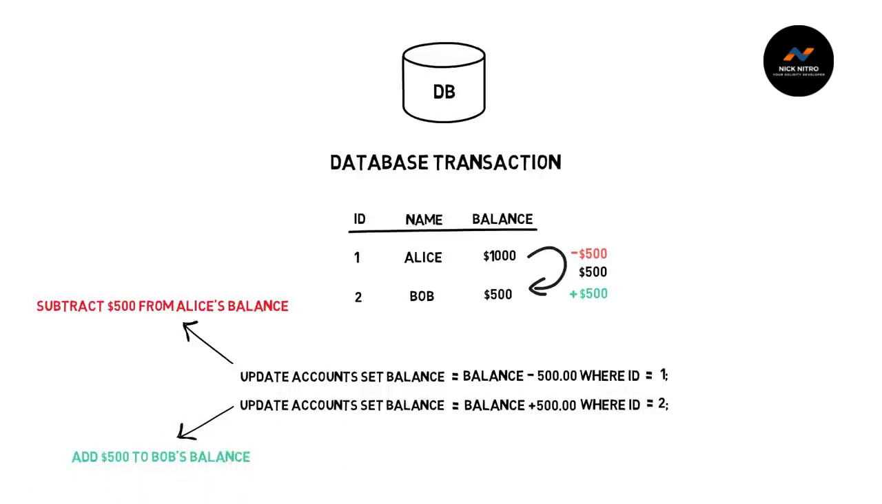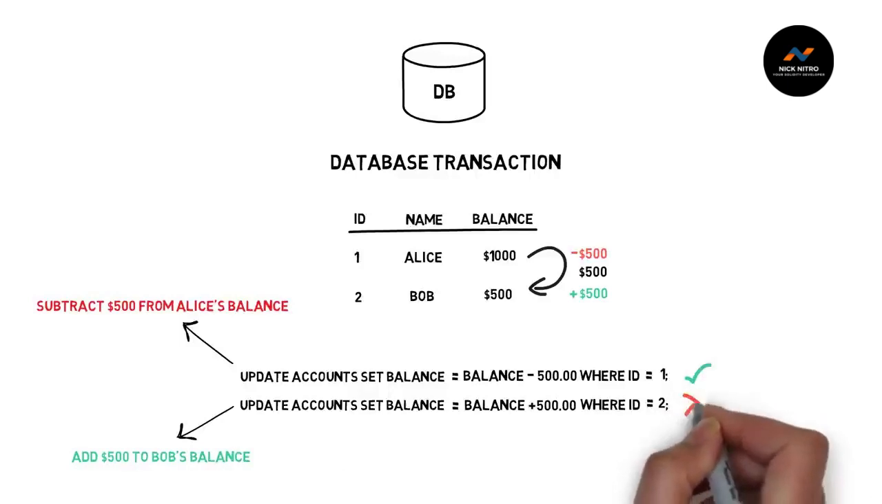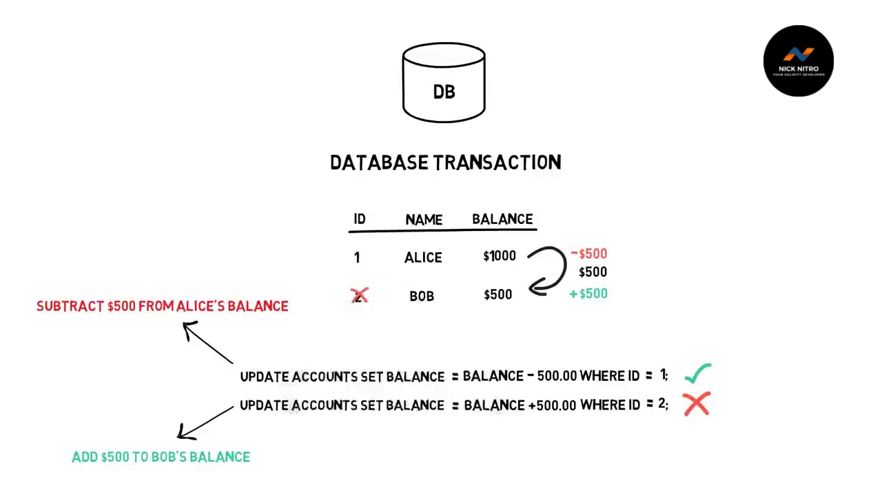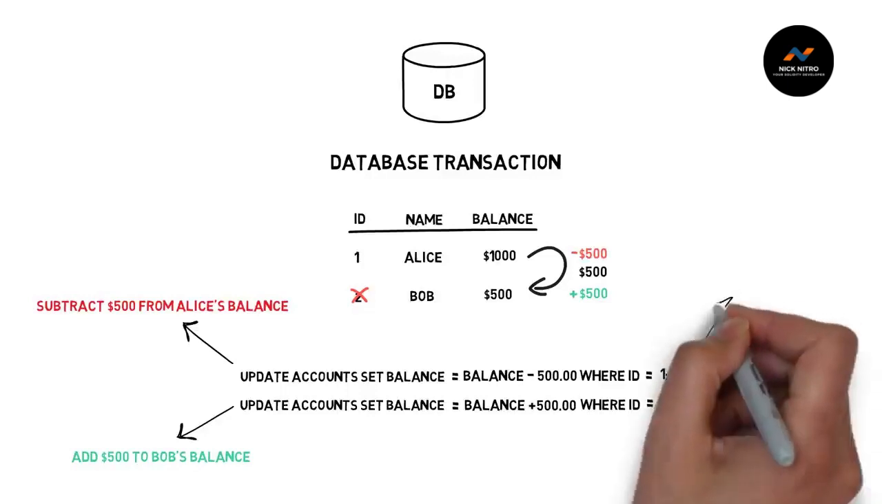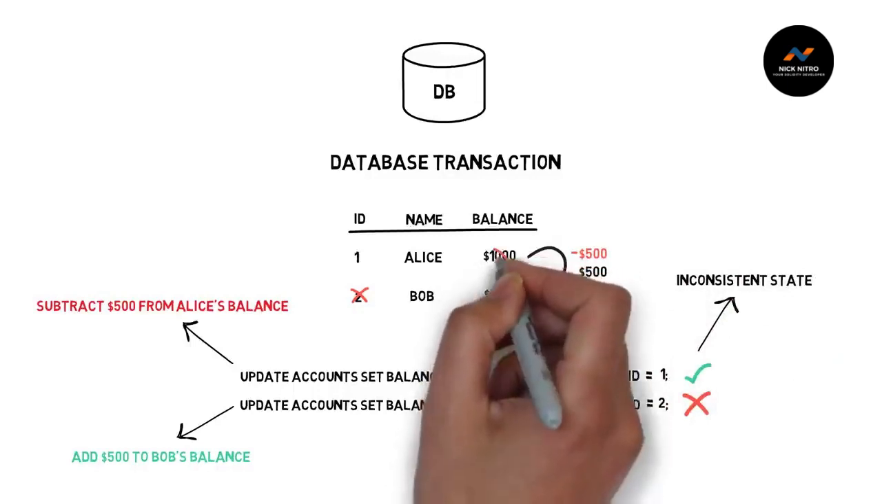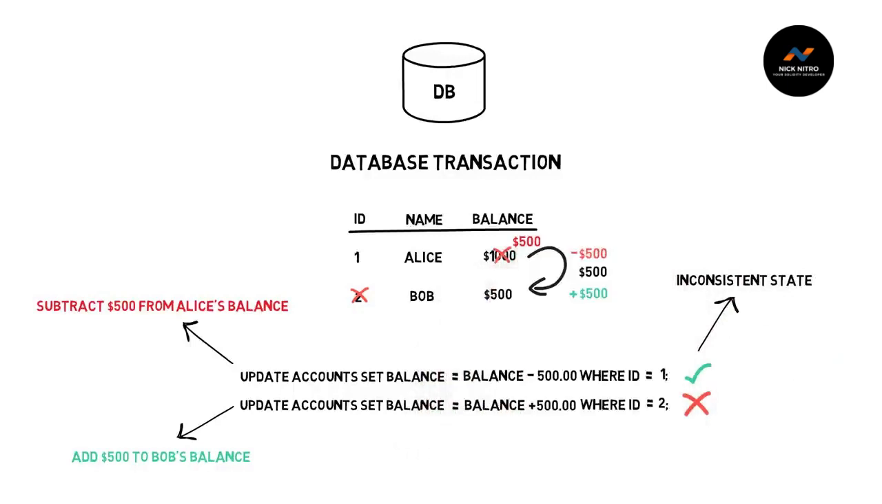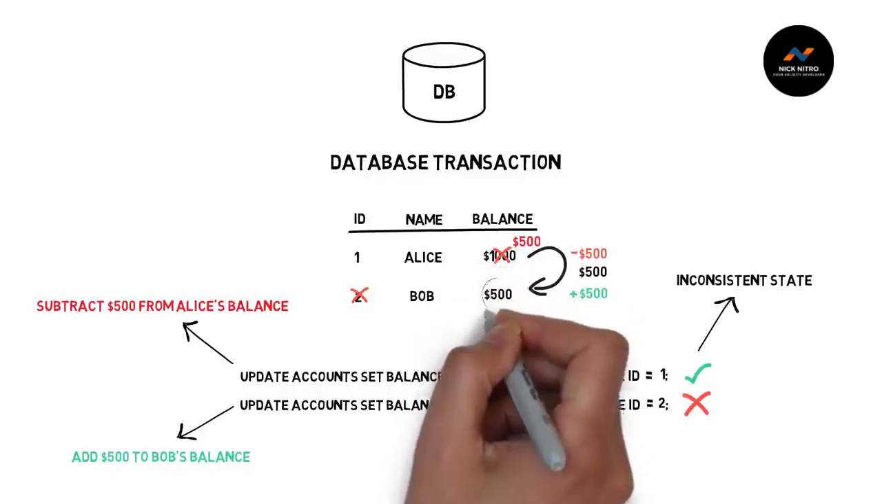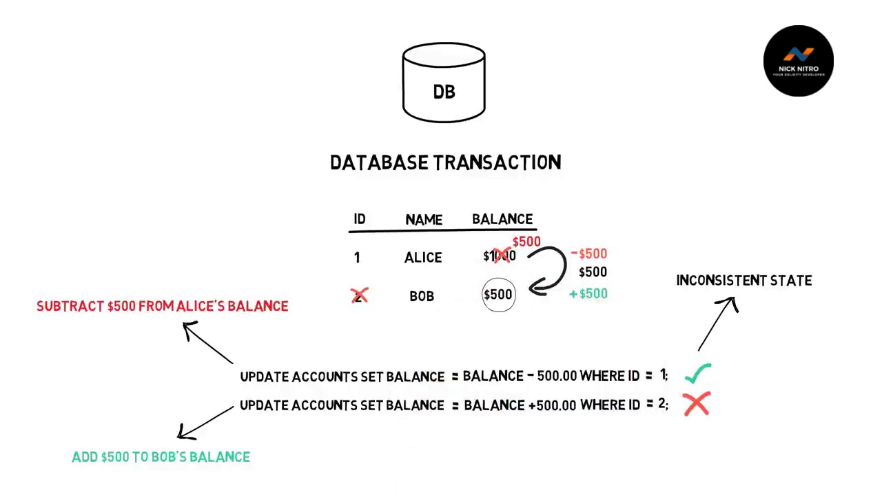This is cool, but what happens if the first update executes, but the second one fails for some reason? Maybe ID 2 is not present in the system and we made a mistake thinking it's Bob's ID. If this happens, we would end up in an inconsistent state with Alice's balance equal to $500 and Bob's balance also equal to $500. To avoid situations like this, we have to use transactions.